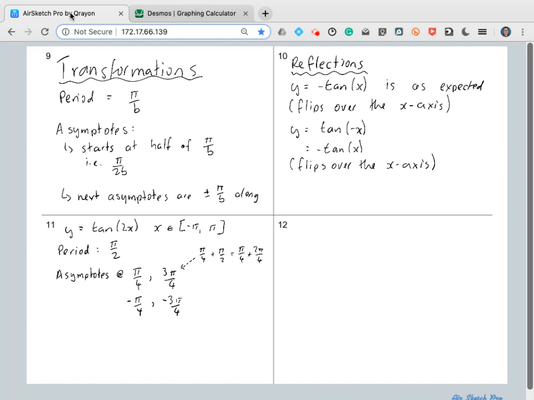Until I've got all of the asymptotes within my domain. I know to stop when, if I add or subtract another period, I would get beyond the endpoints there. So that's all I need to do. Now I'll just draw it. So I grab my ruler out and draw away.